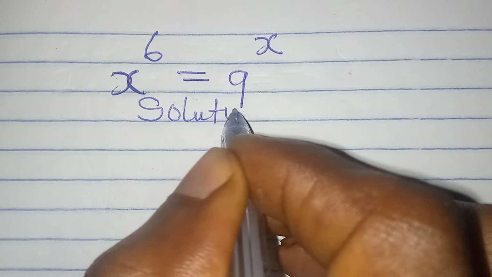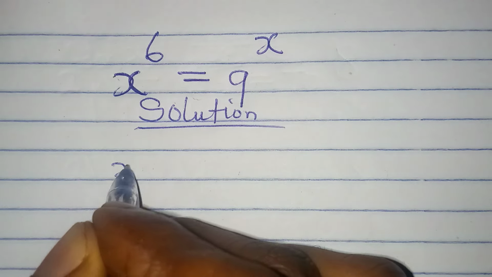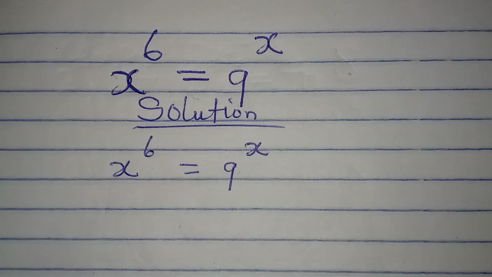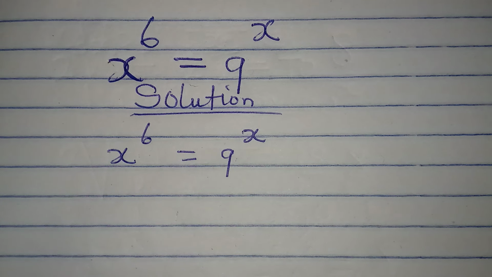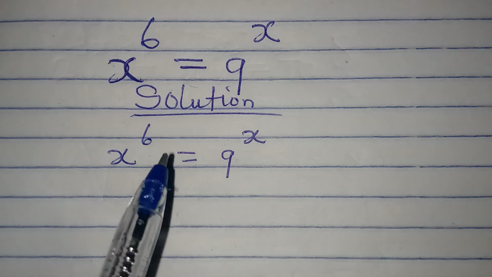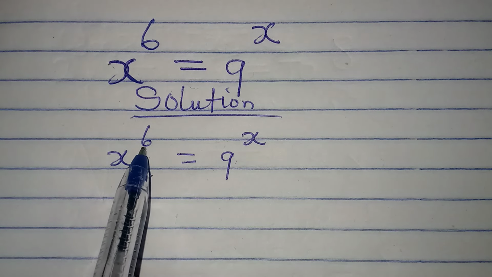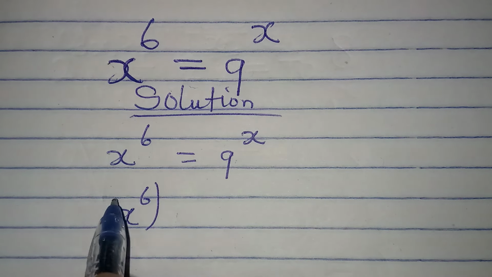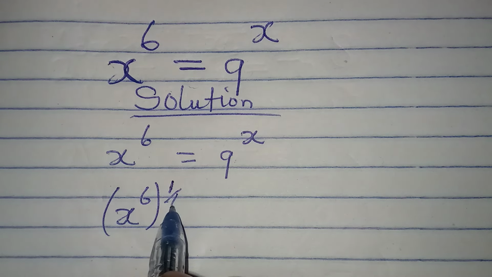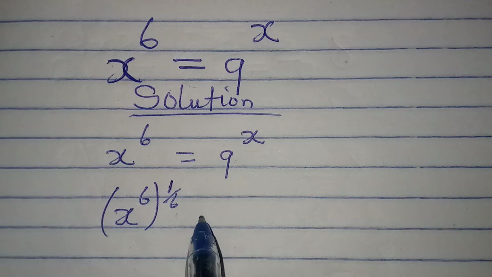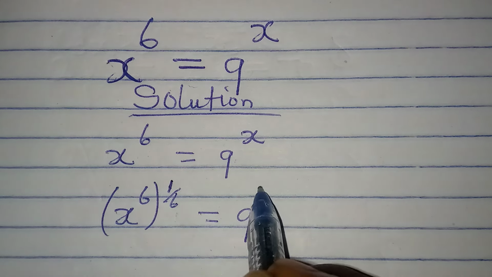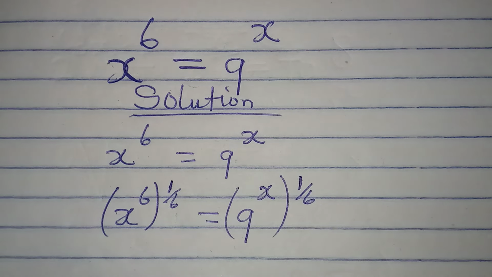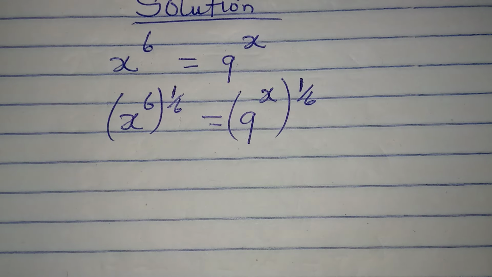Let's solve this problem very quickly. We have x to the power of 6 equals 9 to the power of x. Okay, so this is very simple, but the first thing we are going to do is remove the power of 6 from the left. So I'll have x to the power of 6, to the power of 1 over 6. This is because I'm trying to remove the 6, and this is equal to 9 to the power of x, to the power of 1 over 6, because whatever you do on one side, you have to do on the other side.